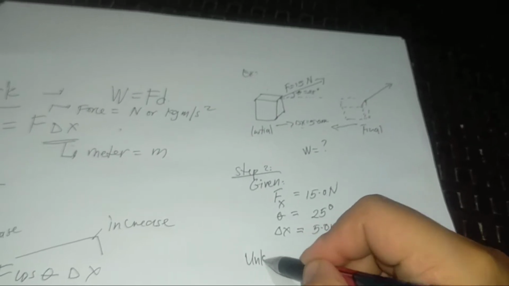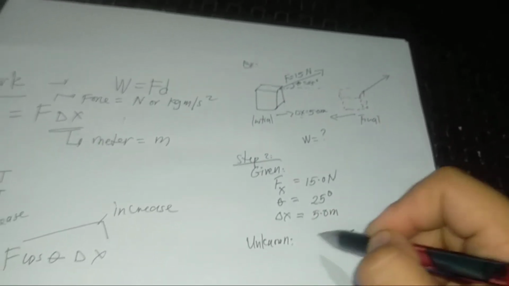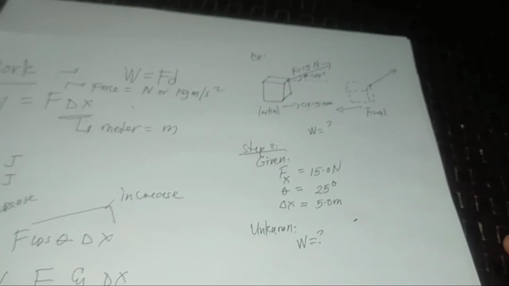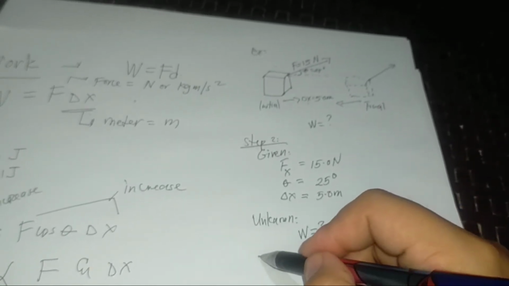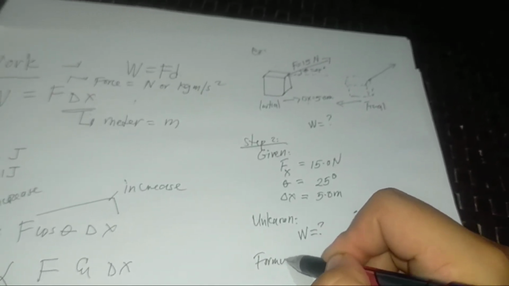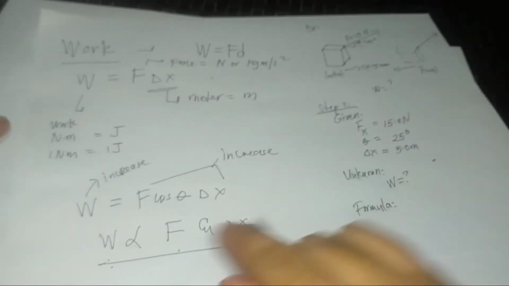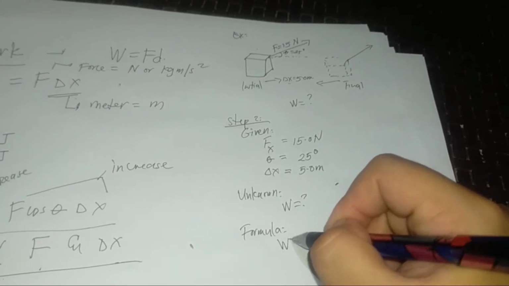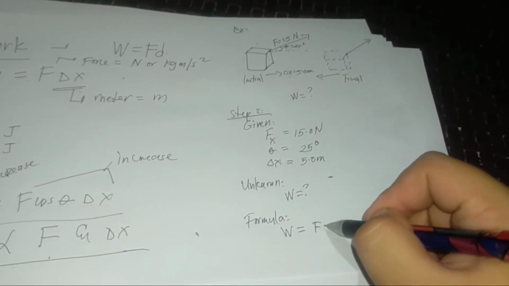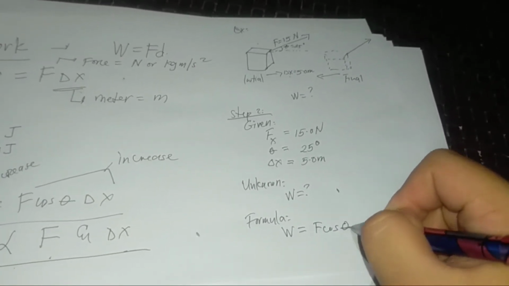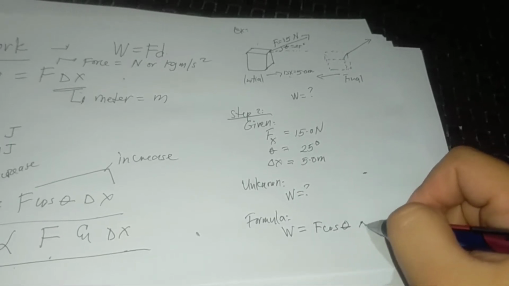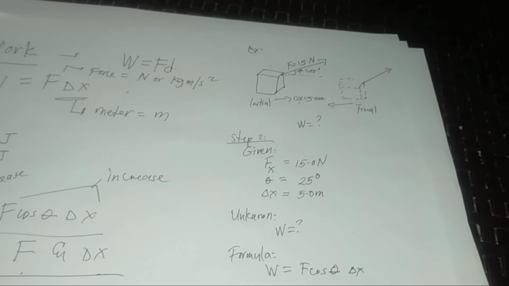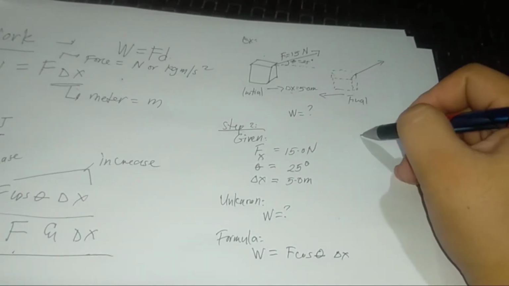So we already have the given. The next is our unknown. We have here W, or the work done, which is unknown. Then for our formula, we already know what formula we are going to use. We have W equals F cosine theta multiplied by delta X. So that's it.